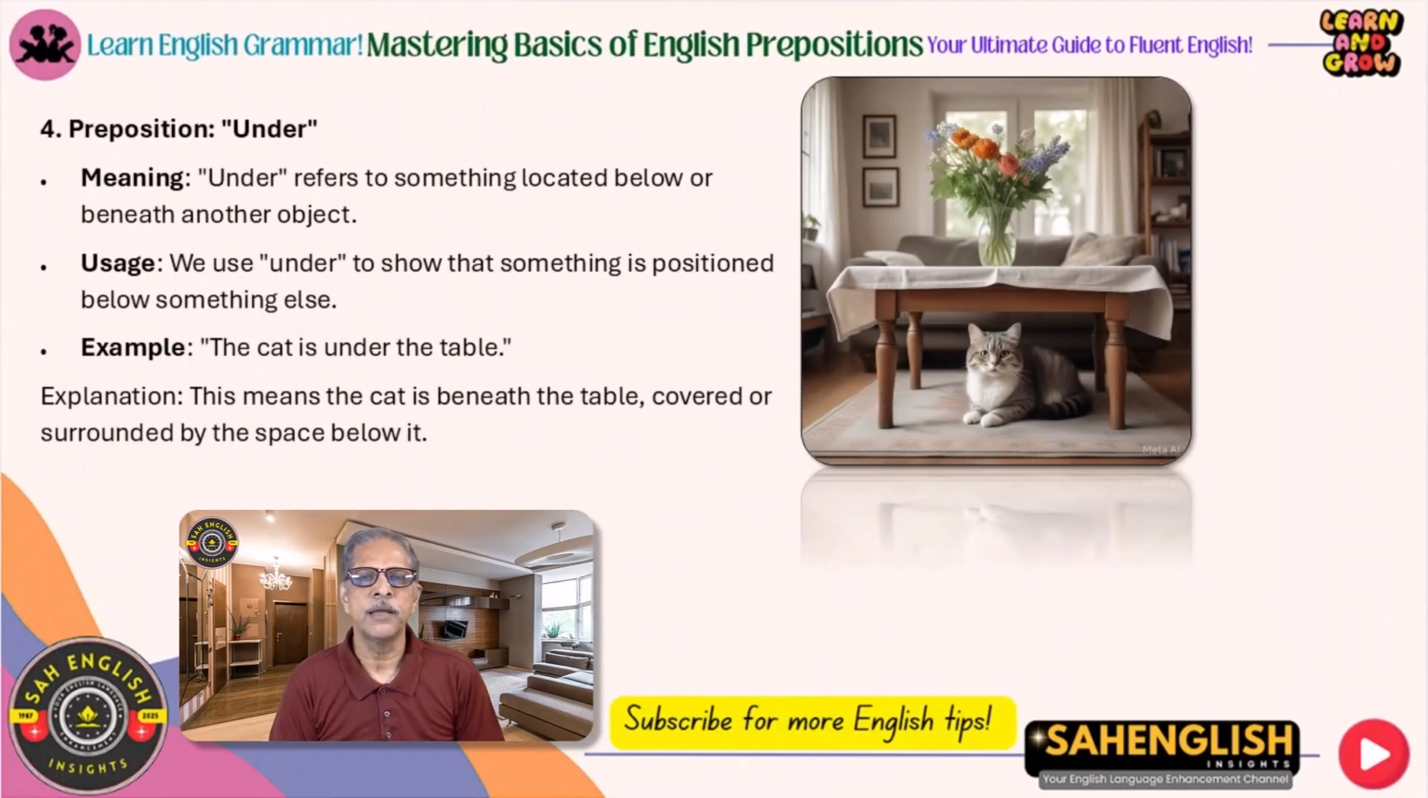4. Preposition under. Meaning: under refers to something located below or beneath another object. Usage: we use under to show that something is positioned below something else. Example: the cat is under the table. Explanation: this means the cat is beneath the table, covered or surrounded by the space below it.